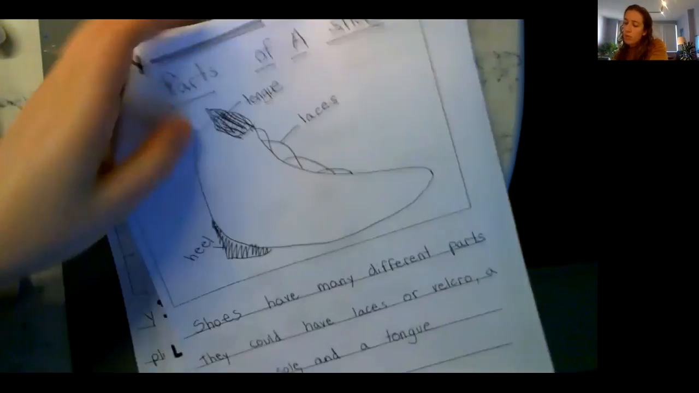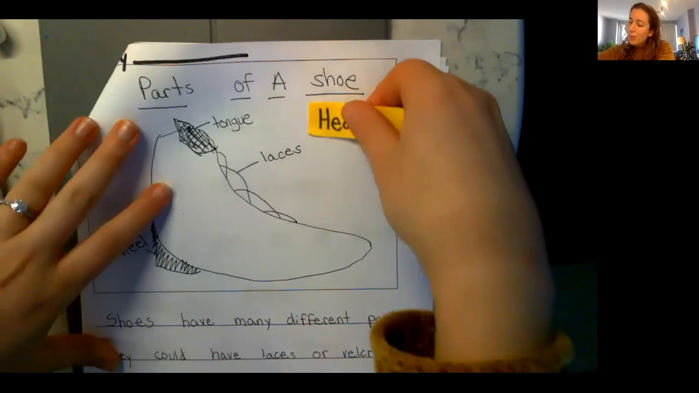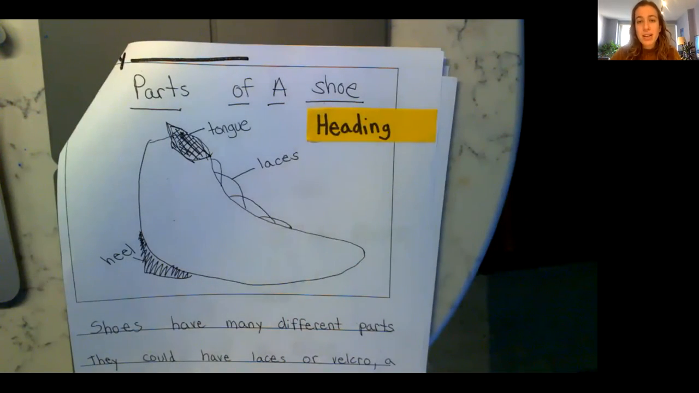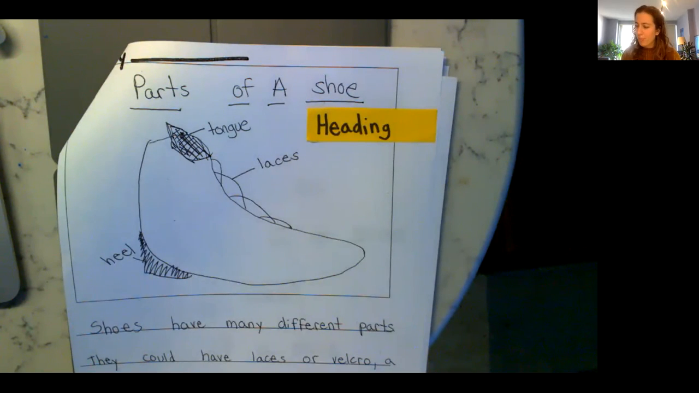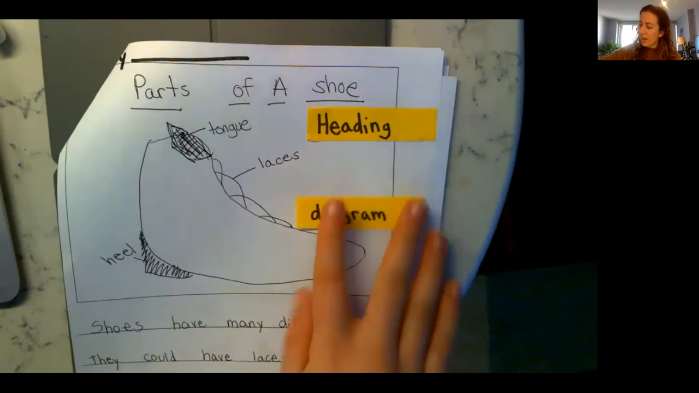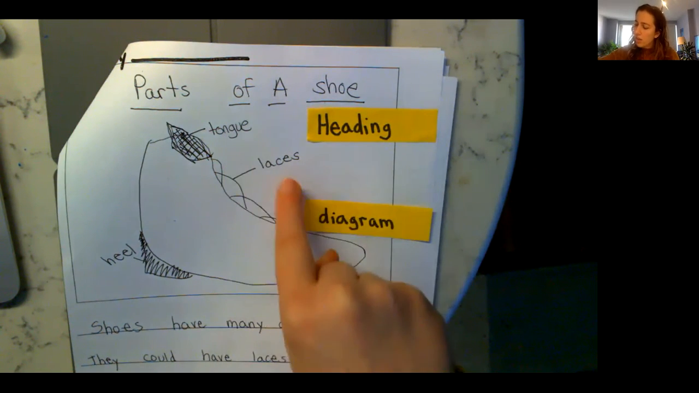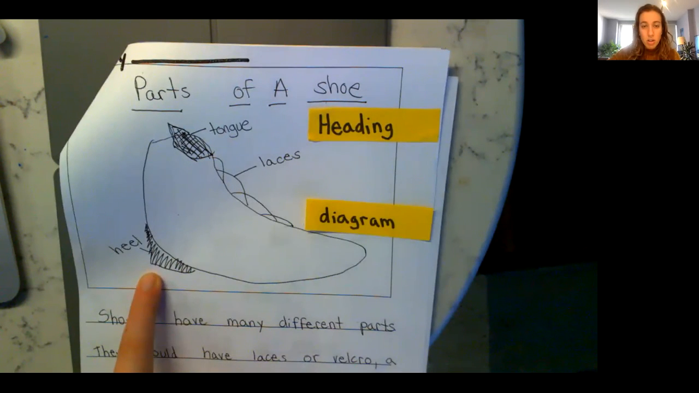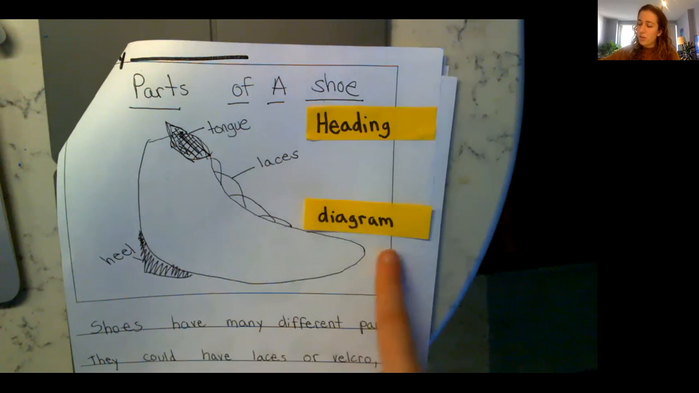Last page here. Oh, parts of a shoe. Wow, what text features do you see here? I'm noticing a heading again, parts of a shoe. That's teaching my reader that everything on this page is about parts of a shoe. And over here, I see a diagram. A diagram is a picture with different labels on it that are teaching the parts of something. So here's a diagram of the parts of a shoe. The tongue, the laces of a shoe, the heel. I zoomed in and drew a big shoe, and then I labeled the different parts of the shoe in a diagram.